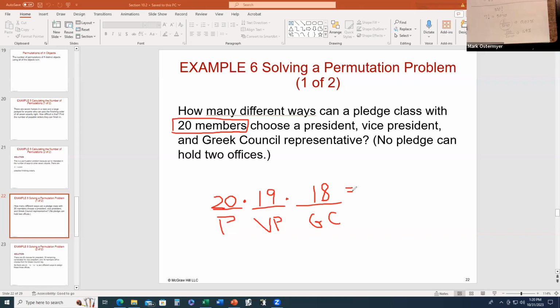And what is 20 times 19 times 18? Gives you 6,840 different ways to seat 20 people. One as president, one as vice president, one as Greek council. Is this making any sense here, what we're doing? Fundamental principle of counting so far, and the permutation rule here.